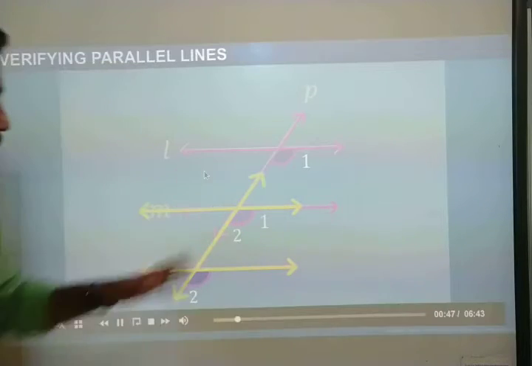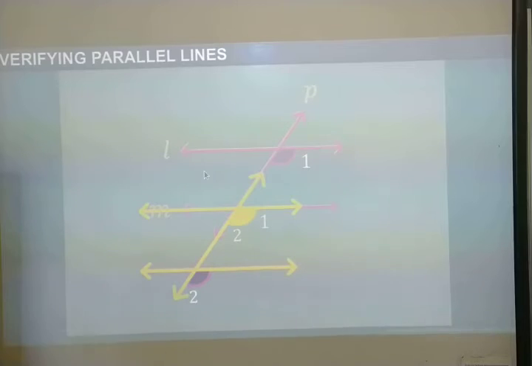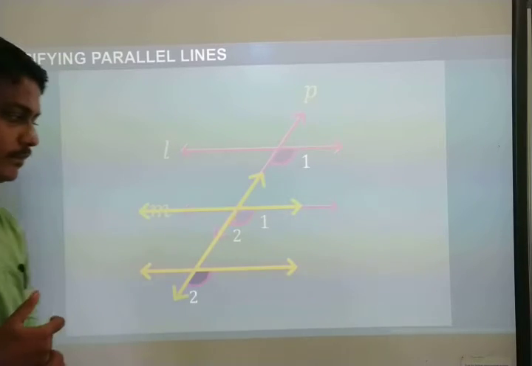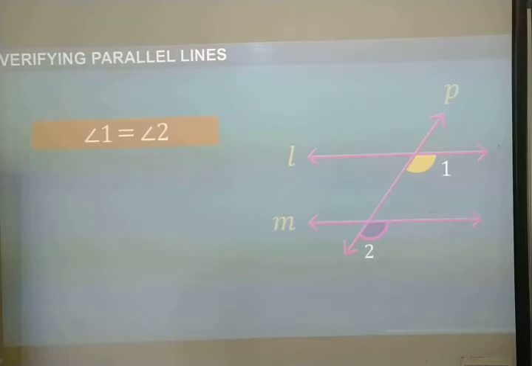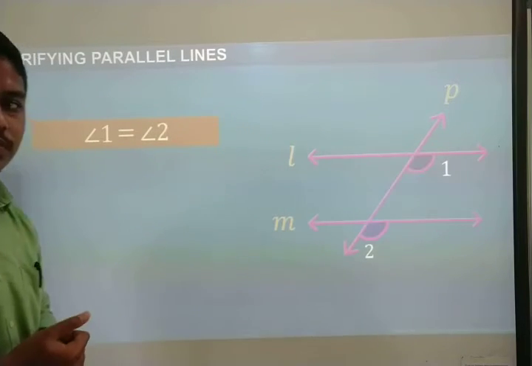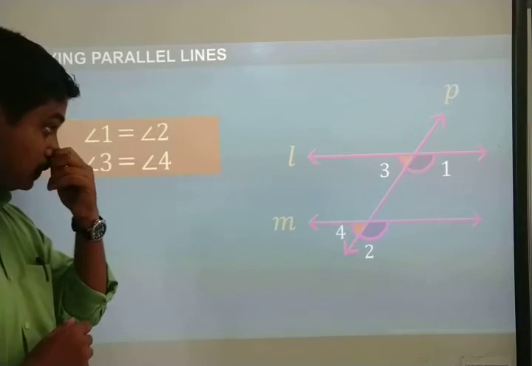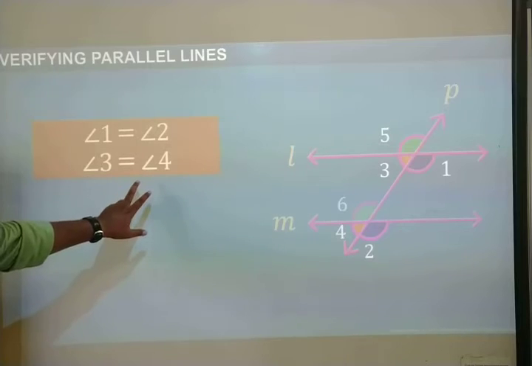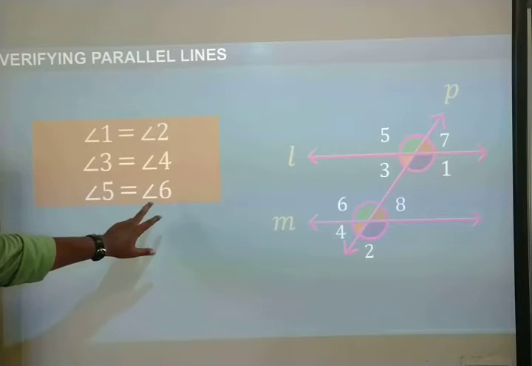Okay, let's go through it. Angle 1 on the traced figure coincides with angle 2 of the original figure. This proves that angle 1 is equal to angle 2. Similarly, you find angle 3 is equal to angle 4. Angle 5 is equal to angle 6. And angle 7 is equal to angle 8.